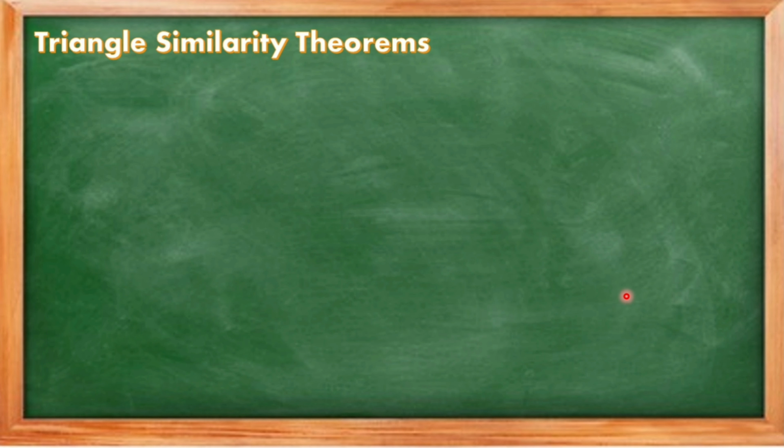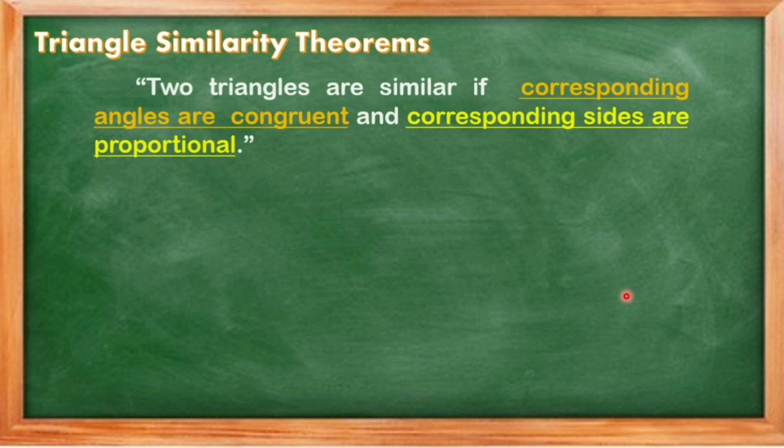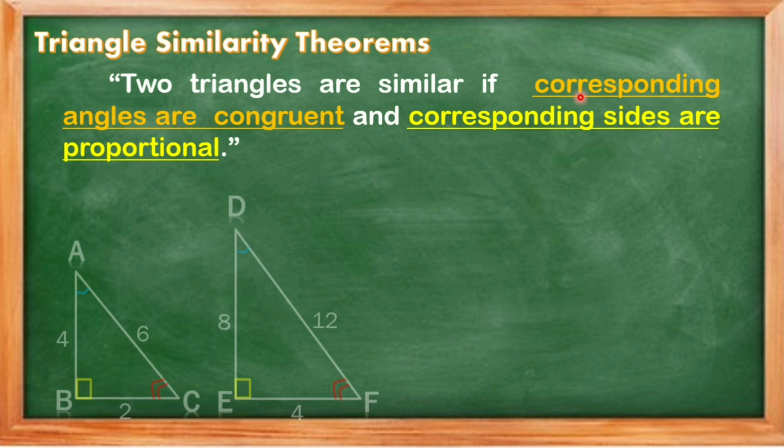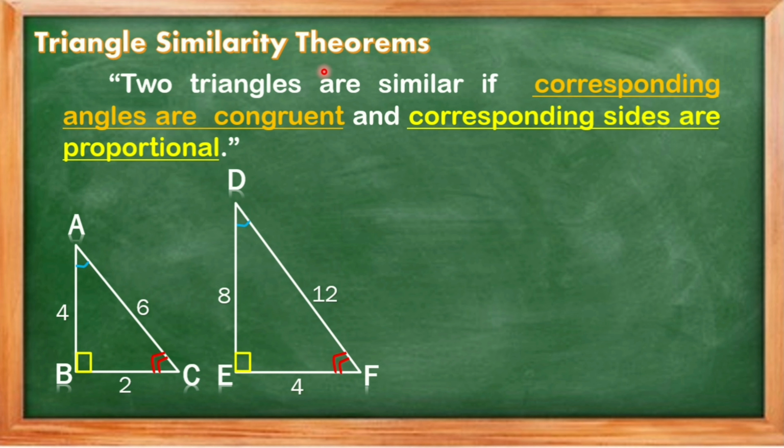Now let's discuss triangle similarity theorems. Two triangles are similar if corresponding angles are congruent and corresponding sides are proportional. So, tandaan natin ang dalawang ito. Ito kasi yung parang condition para masabi natin na yung dalawang triangles ay similar. Okay, so let's say we have here triangle ABC. This one is similar to triangle DEF.